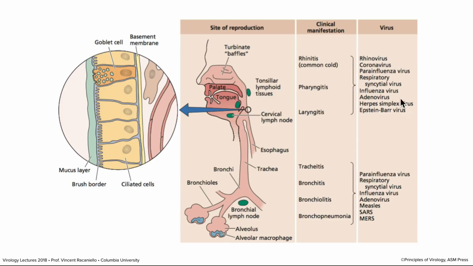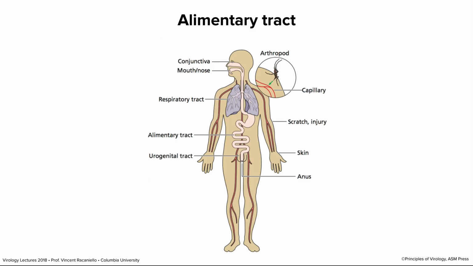You can see here different viruses that infect the upper and lower tract, and the different clinical names we give to infections at different sites. For example, the common cold is called rhinitis. And we have pharyngitis or laryngitis, again, inflammation at these 2 sites. Then lower down, infection of the trachea, the bronchi, the bronchioles, and infection of the alveoli, the terminal sacs, would give you pneumonia. So this is a primary site of virus infection. You can see just some of the viruses that cause infections there in the respiratory tract.